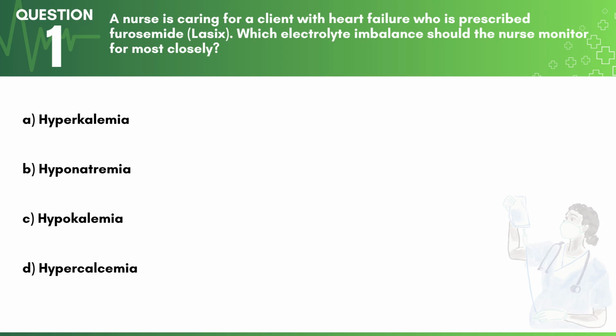Question 1. A nurse is caring for a client with heart failure who is prescribed furosemide, Lasix. Which electrolyte imbalance should the nurse monitor for most closely? A. Hyperkalemia. B. Hyponatremia. C. Hypokalemia. D. Hypercalcemia.